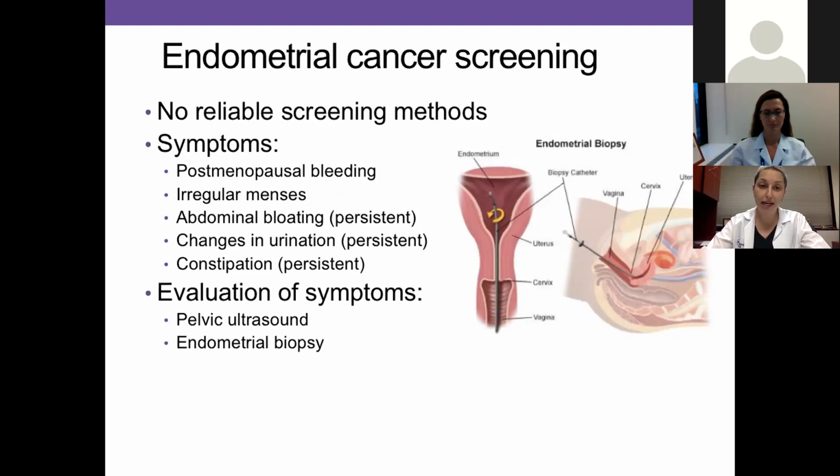And the way we evaluate any of these symptoms would be with pelvic ultrasound, and possibly a biopsy of the lining of the uterus, an endometrial biopsy, which for the most part can be done in the doctor's office. So prevention of endometrial cancer is largely centered around decreasing obesity, making sure your hormones are in balance that way. So physical activity, weight loss, exercise, being closely monitored. If you're taking tamoxifen or hormone replacement, those are things that you want to be discussing with your doctor and doing routinely.